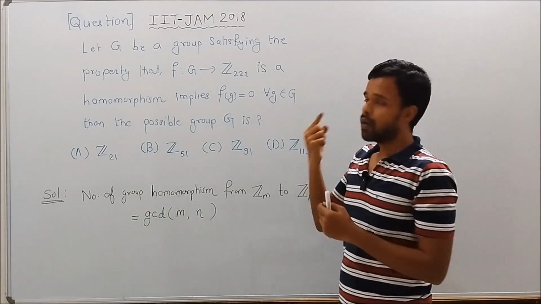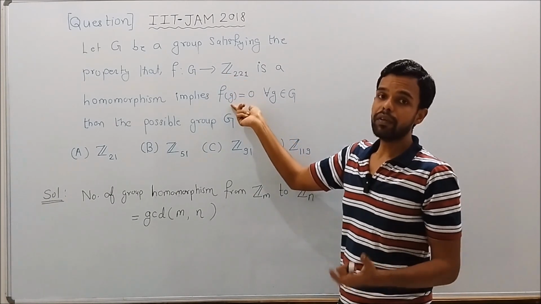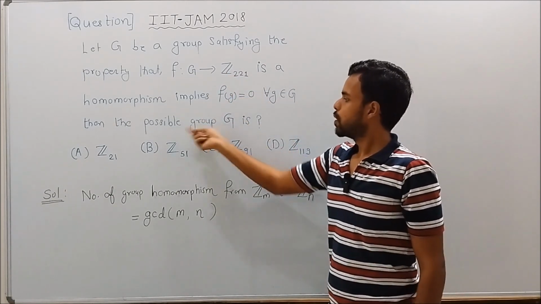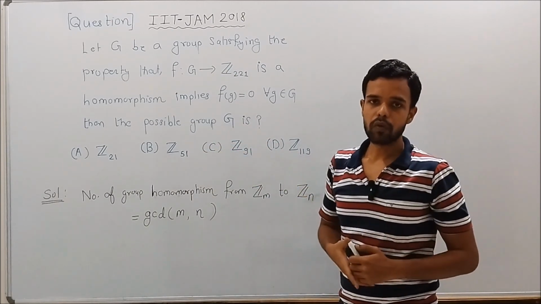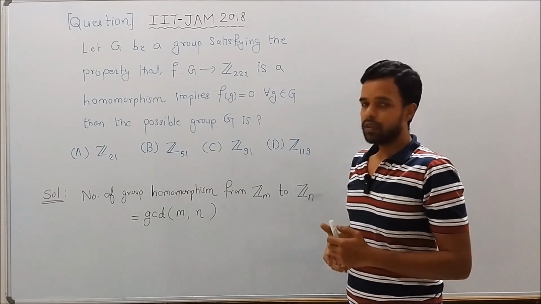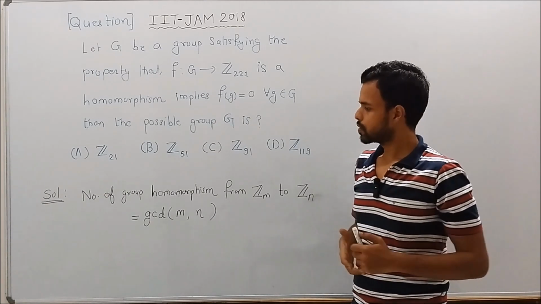Given that there is only one homomorphism from G to Z221, which is the trivial homomorphism, the possible group G is one of these options. There are two methods to solve this question. We will solve it by both methods. The first method is a short trick. So let's solve the question.